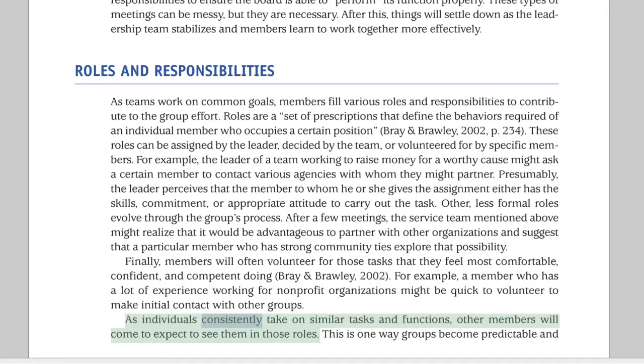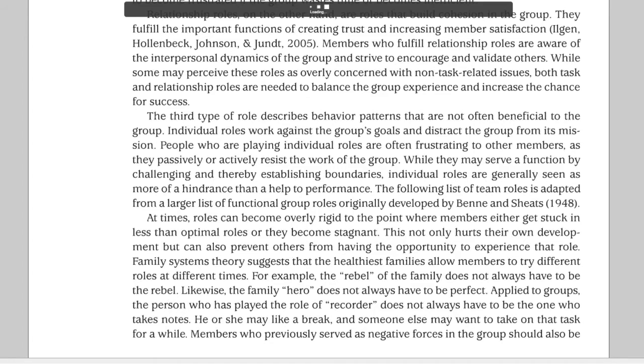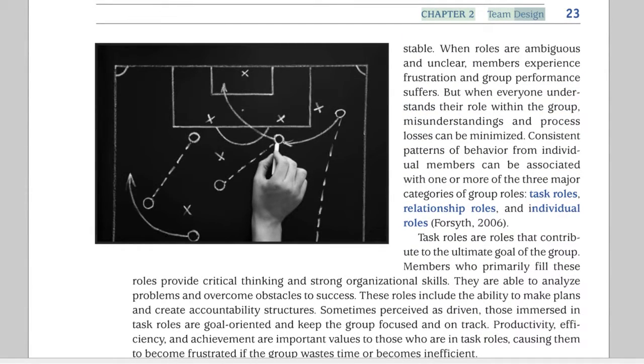As individuals consistently take on similar tasks and functions, other members will come to expect to see them in those roles. This is one way groups become predictable and stable. When roles are ambiguous and unclear, members experience frustration and group performance suffers. But when everyone understands their role within the group, misunderstandings and process losses can be minimized.